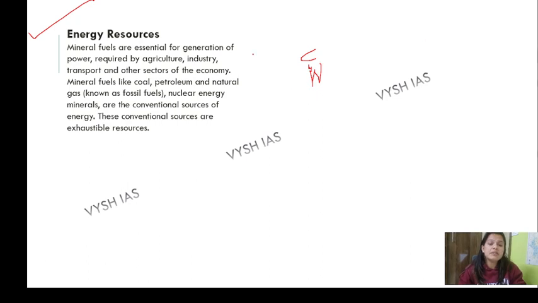Mineral fuels are essential for generation of power required by agriculture, industry, transport and other sectors of the economy. What comes under mineral fuels? These are coal, petroleum, natural gas, fossil fuels, and nuclear energy minerals, which are conventional sources of energy. Conventional sources are those which have been used since years. The conventional sources are exhaustible resources. They are not unlimited; one day they will be exhausted. We will also talk about the non-conventional ones, which are non-exhaustible, and which have not been used since years.